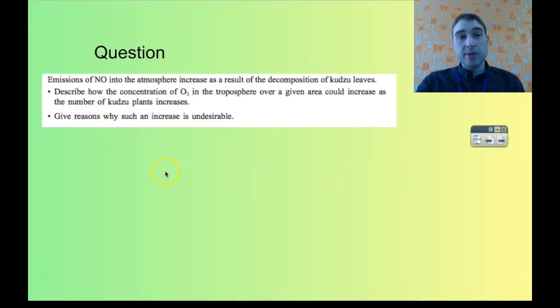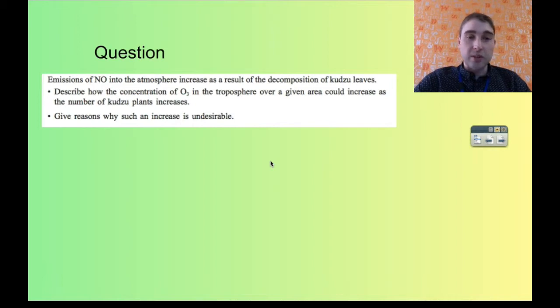So here's an example question. It says nitric oxide in the atmosphere increases as a result of the decomposition of kudzu leaves. Describe how the concentration of ozone in the troposphere over a given area could increase as the number of kudzu plants increases, and give reasons, plural, why such an increase is undesirable. So we'll start by talking about ozone.